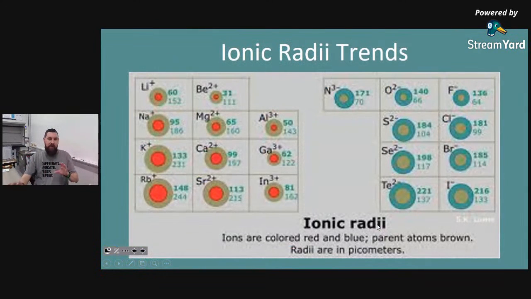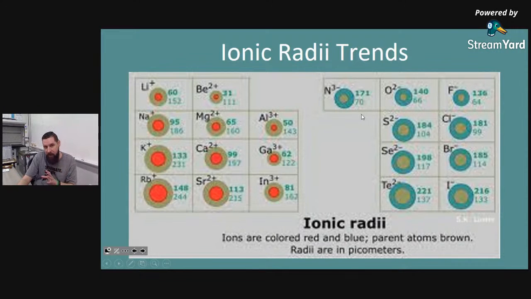So let's take a look at a chart. So this is the way it looks. The ions are the red and the blue. Okay? The parent atoms, or the neutral atoms, are the brown. So you can see here with the metals, comparing the ion to the neutral, each ion has a decreased radius. So as I go across, radius decreases. As I move downwards, radius increases.